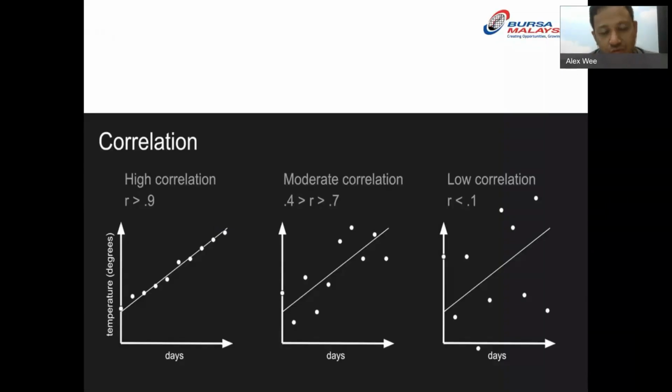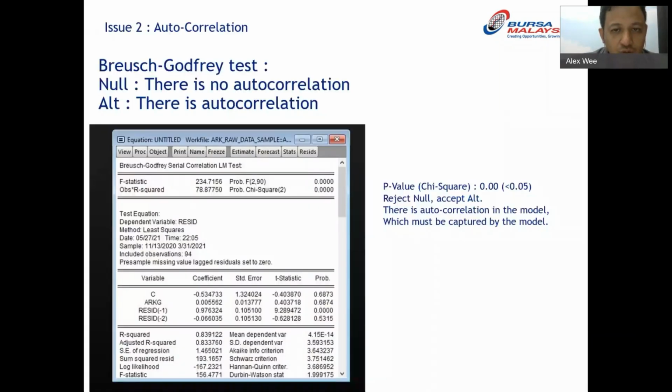Second issue is called serial correlation. They have the problem of serial correlation: highly correlated, moderately correlated, and low correlated. I'm not going to go deep into it, it's a bit deep, but I'm just going to share with you a test. The test is called the Breusch-Godfrey test. It tests whether this FCPO or FKLI data has autocorrelation.